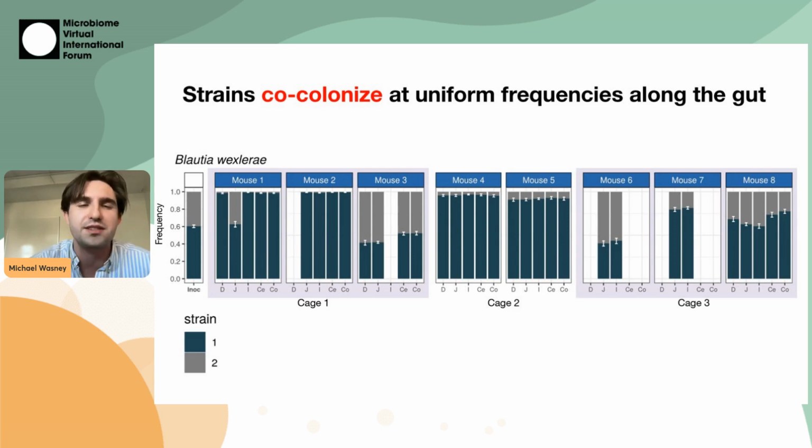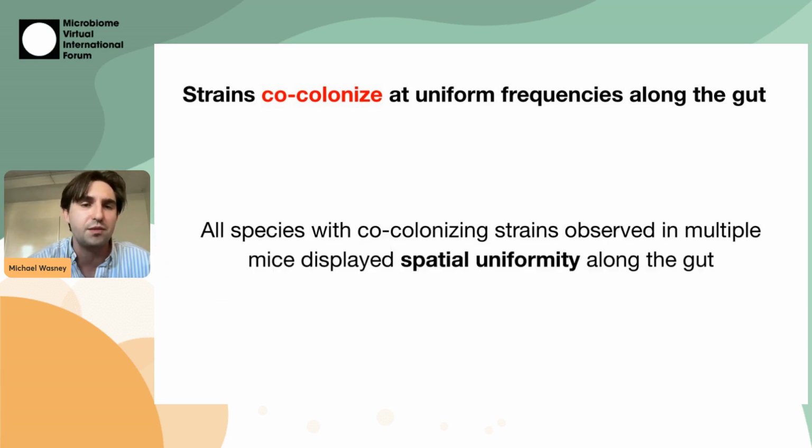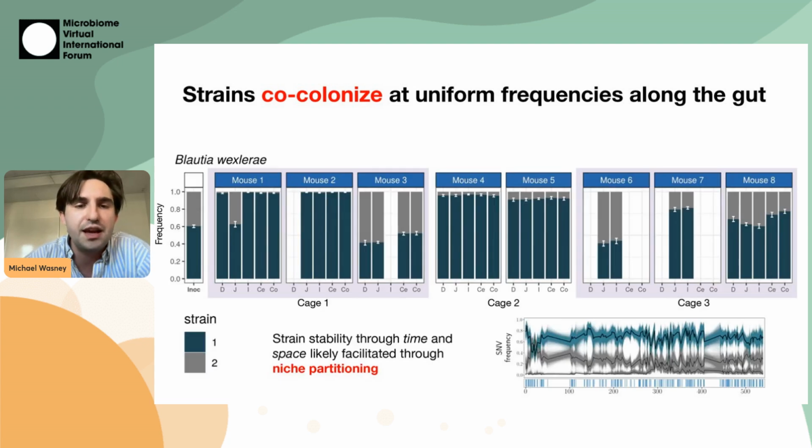But when we zoom in on a single mouse, we can see that actually a story of spatial uniformity emerges, that even when 2 strains colonize, they tend to do so at similar frequencies all along the gut. And this pattern of spatial uniformity is something that we saw with all of the species to which we could apply this analysis, which had multiple co-colonizing strains that got into our mouse cohort, which implies that strain stability through time and space is facilitated through niche partitioning. For example, metabolic niche partitioning, as opposed to this kind of spatial segregation model that I had originally proposed.